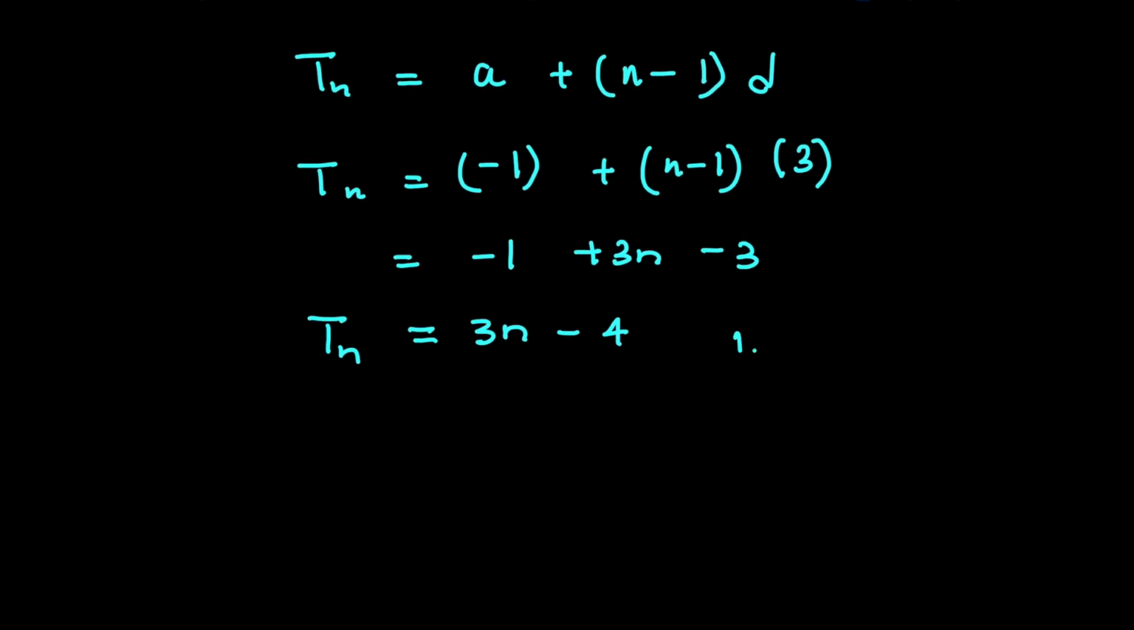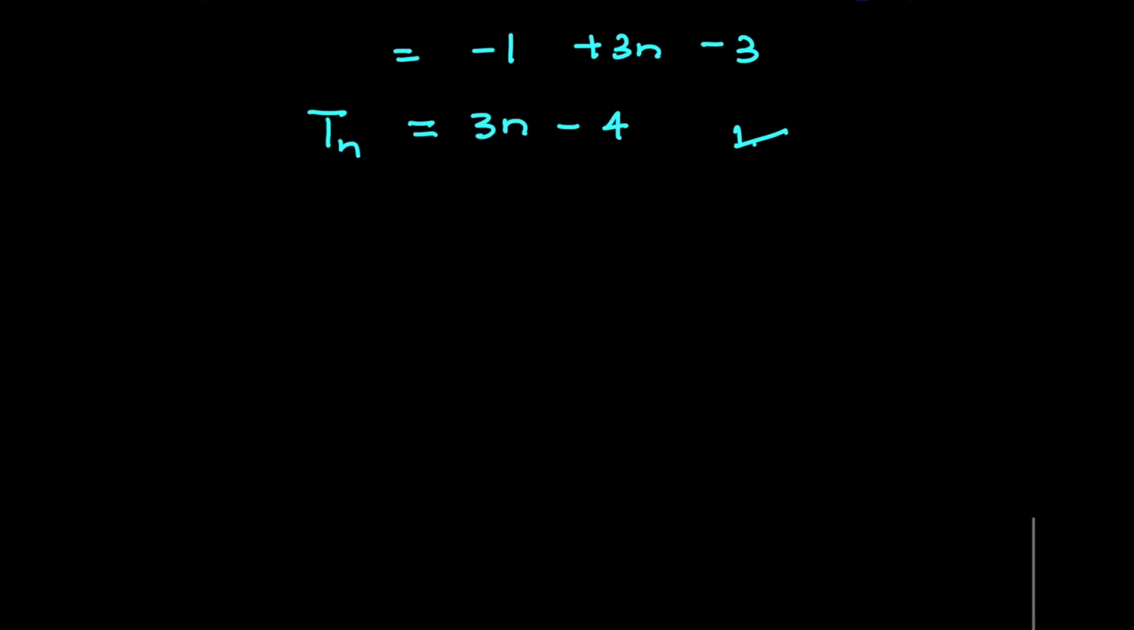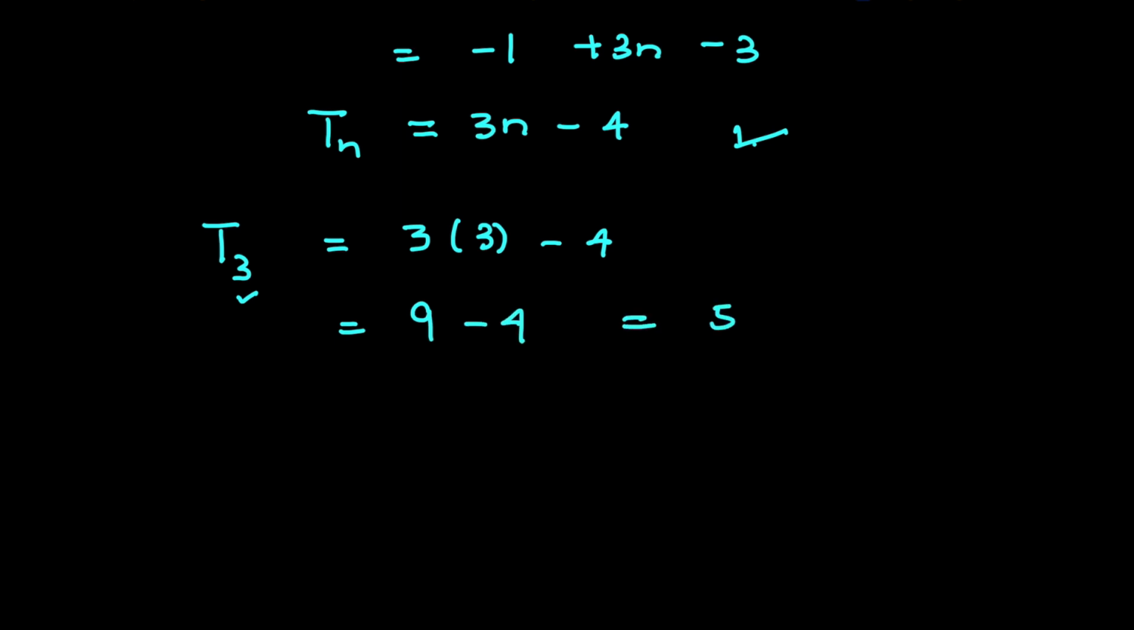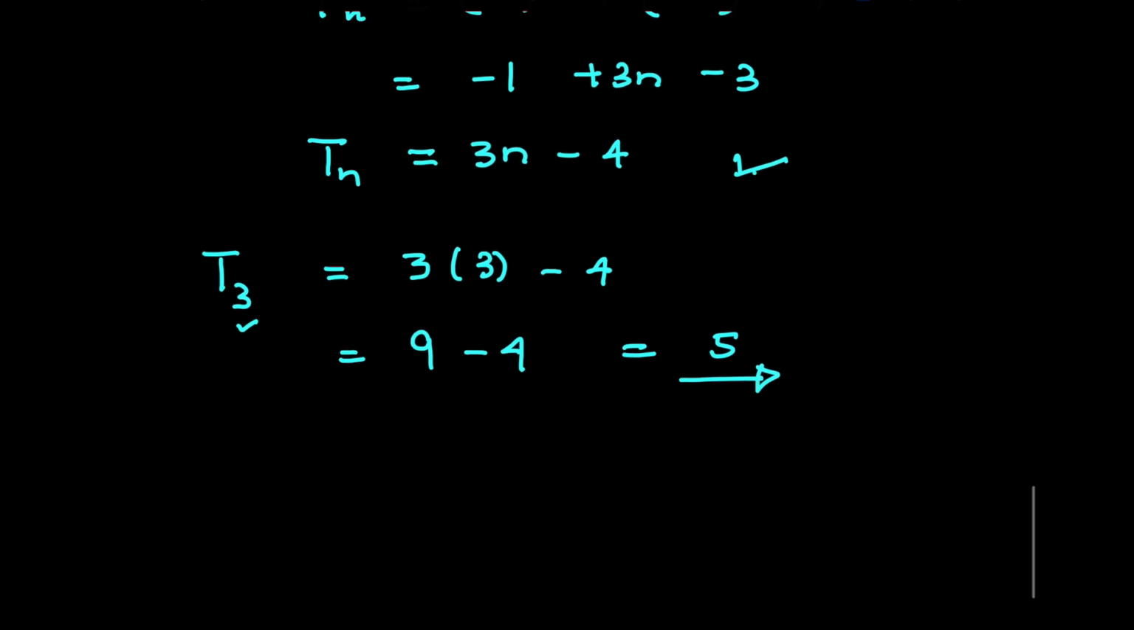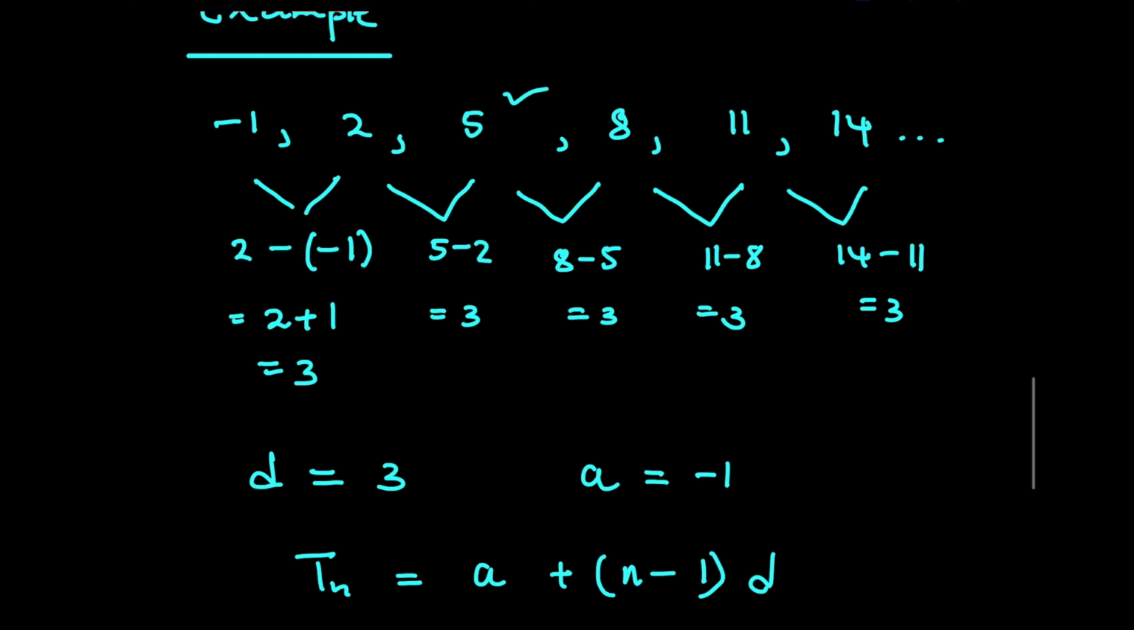From this, we can find any other term that you want to find. For example, if we're interested in finding T3, we are just going to substitute a 3 wherever we see n. This is going to be 3 times 3 minus 4. So what is this? 3 times 3 is 9 minus 4, so this equals 5. You see that the third term is actually 5.